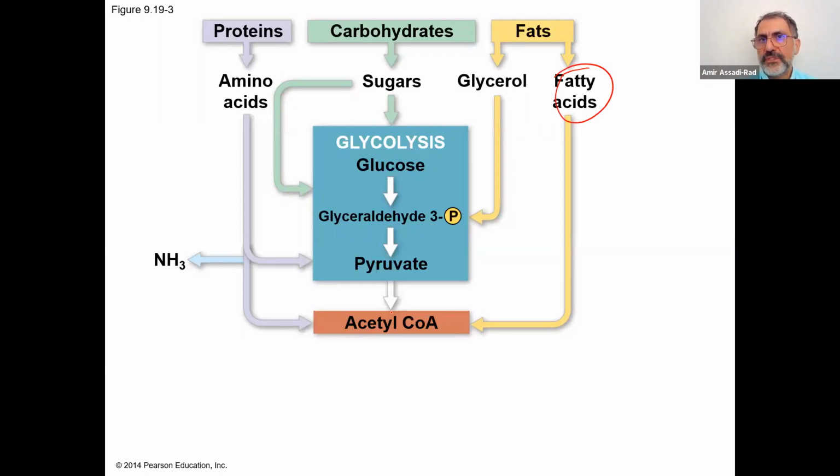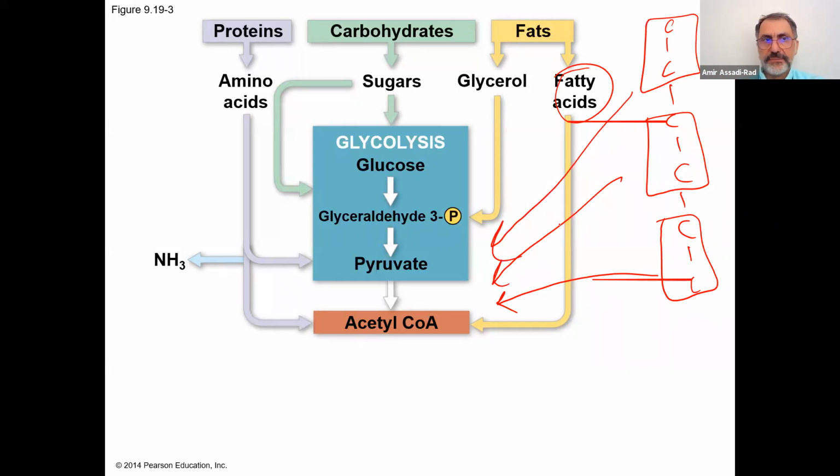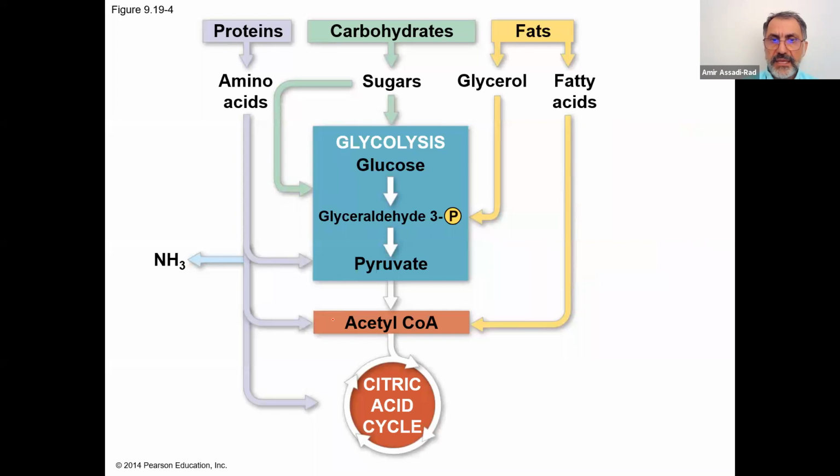Okay. 2 carbons, for example, a fatty acid is this long chain of carbons. These 2 carbons break down and become acetyl-CoA. That's why 1 gram of fat has 9 calories. Of course, some amino acids can become acetyl-CoA. Okay. Then what happens?